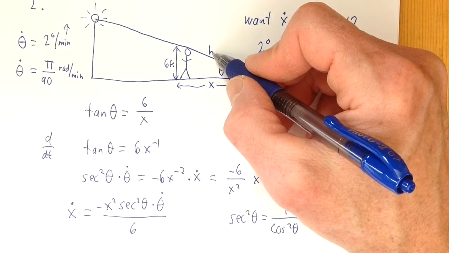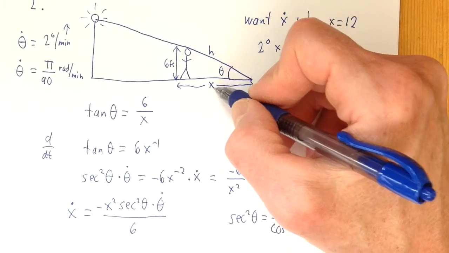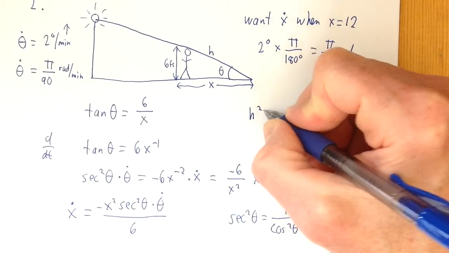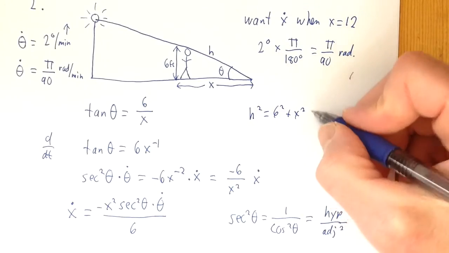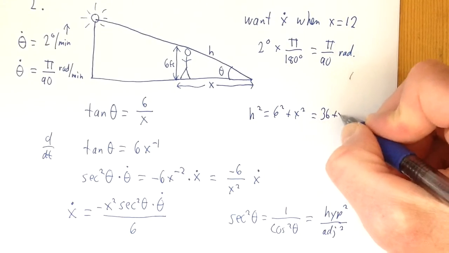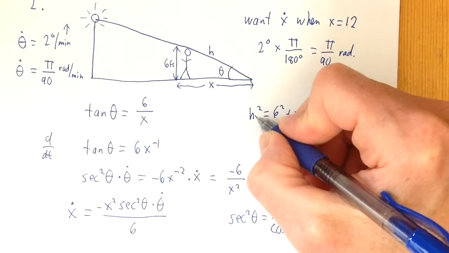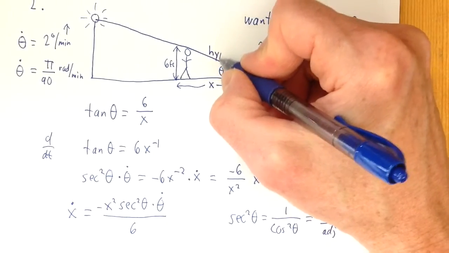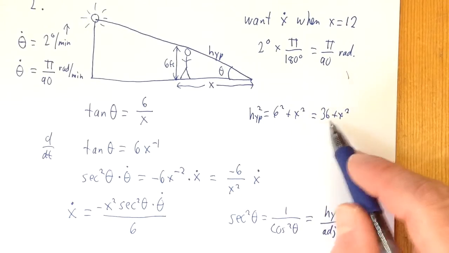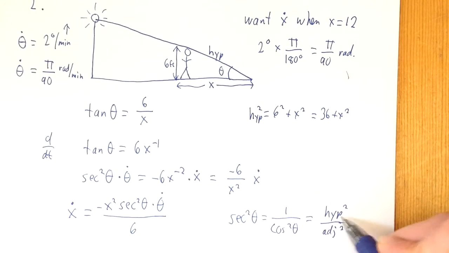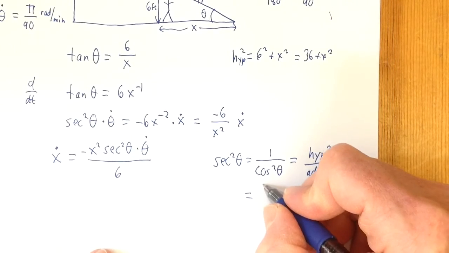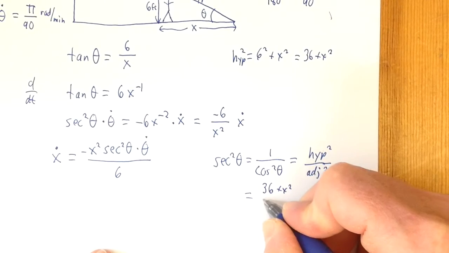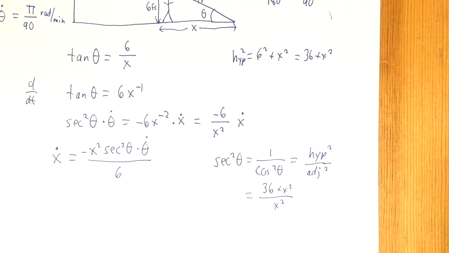So h squared is 6 squared plus x squared, just Pythagorean theorem, which is 36 plus x squared. That's the hypotenuse squared. So we can just leave it like that. So this is equal to the top, hypotenuse squared, 36 plus x squared. The adjacent is just x squared. So that's what secant squared theta is.